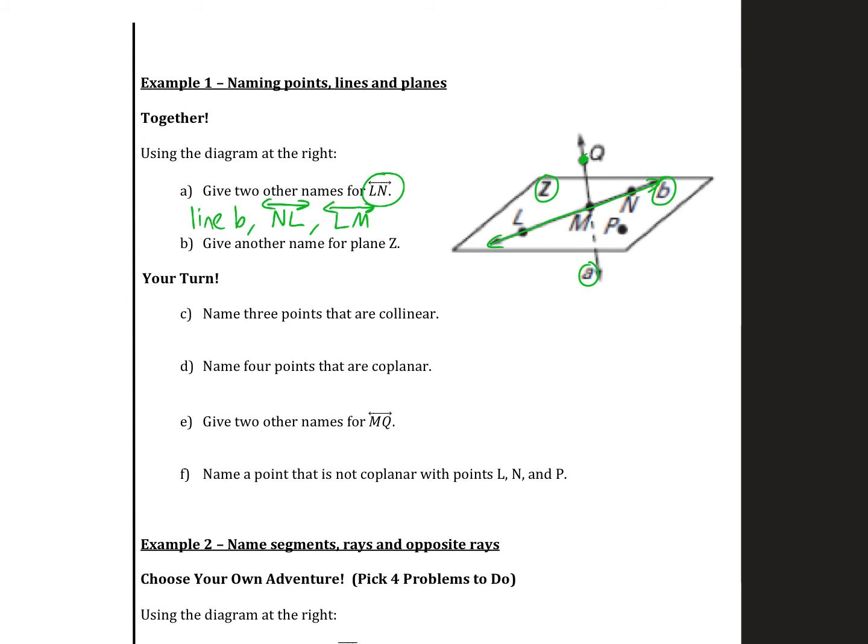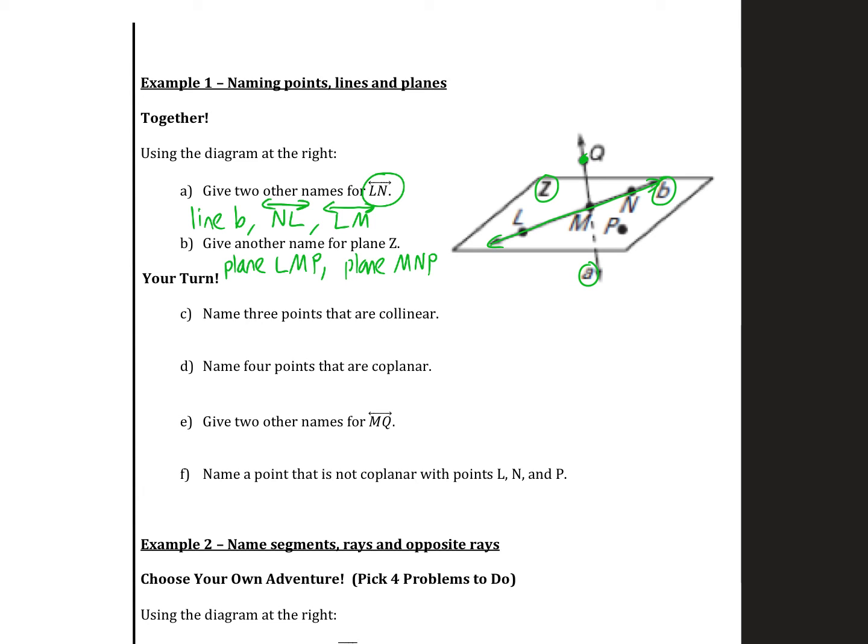What are some 3 points that are on plane Z and not in a straight line? Yeah, so we could call it plane, let's see here, LMP. We could also do plane MNP. Okay, those are 3 points that are in the plane, but that are not in a straight line. So any variation of those points would work. All right, it's your turn. Why don't you guys go ahead and try C through F, see if you can figure it out, and then we'll go through some in a second.